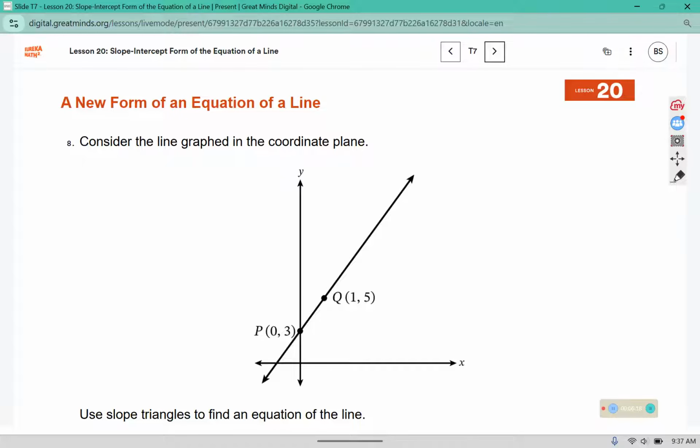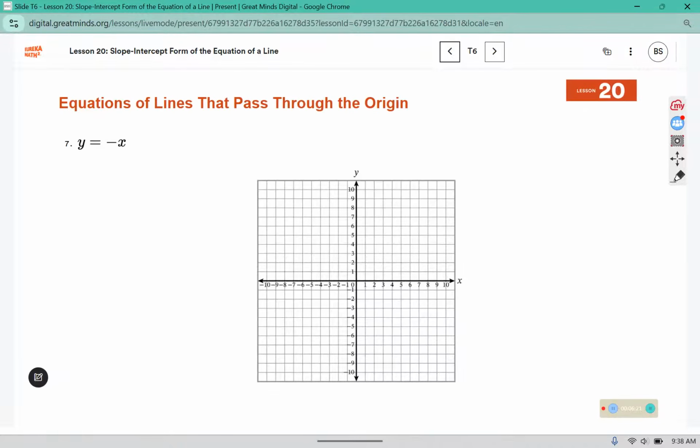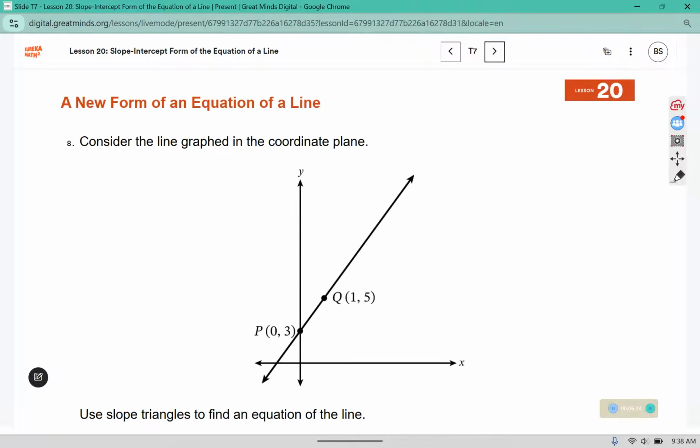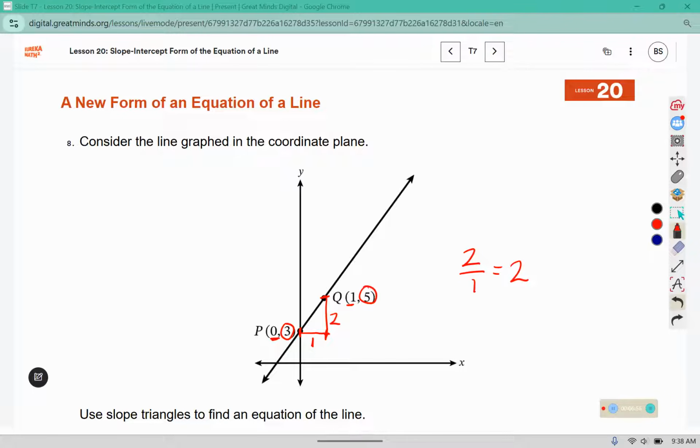This one shows a new form of an equation of a line. The last ones were all passing through the origin, but this one is not. It says use slope triangles to find the equation of the line. Well, in the x direction, we went from 0 to 1, so that was a change of 1. And in the y direction, we went from 3 to 5, so that's a change of 2. The height to base ratio is 2 over 1, which is a slope of 2.